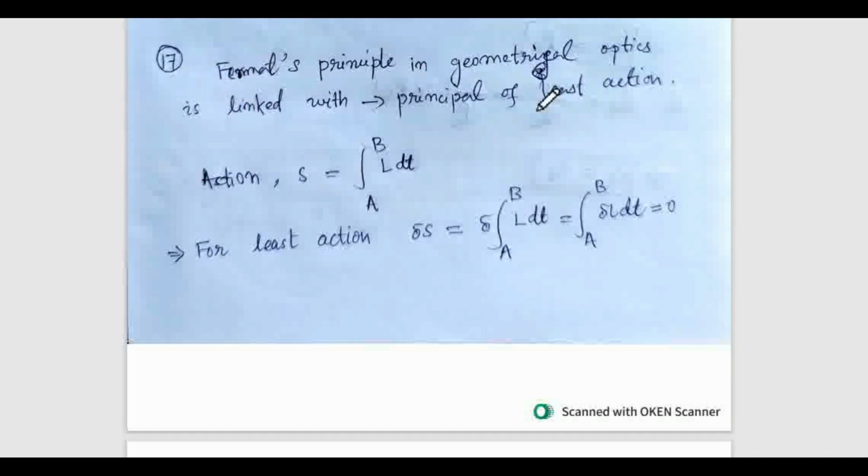And this is the 17 number question's solution. Fermat principle: the least action, where action is the integration from a to b of L dt, L is the Lagrangian. For least action, del S should be del of integration L dt. That means del of integration L dt should be 0, because for least action this action should be stationary, okay?